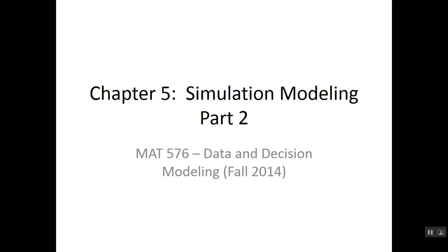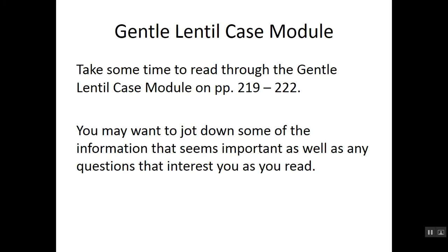Now, before this video, you should have completed your reading from Chapter 5 on pages 195 to 219 of your textbook. And we're going to follow a similar idea to what they did in the examples they discussed on those pages. We're going to take a look at one of the case modules in your textbook, and the module we're going to take a look at is the Gentle Lentil Case Module on pages 219 to 222 of your textbook.